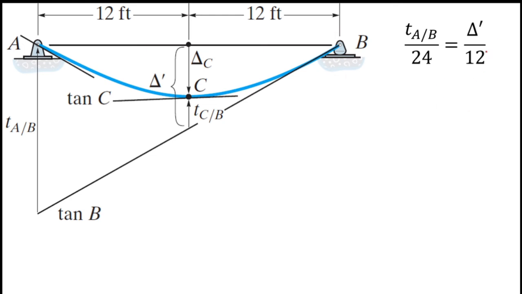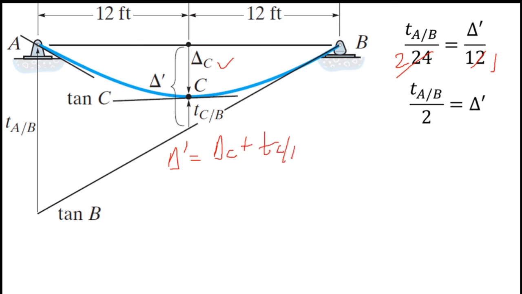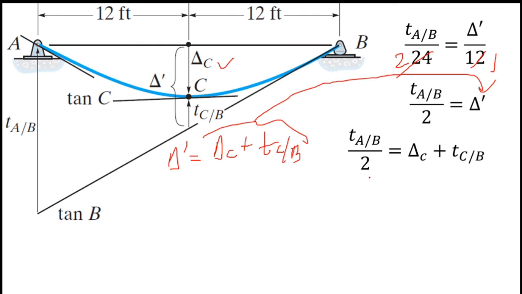Here I can simplify it, 12 times 1 and 12 times 2. So I can write TAB over 2 equals delta dash. So here I can write the equation for delta dash. Delta dash is equal to delta C plus TCB. Right? So next I am going to substitute this relationship into this delta dash. So then I will have TAB over 2 equals delta C plus TCB.